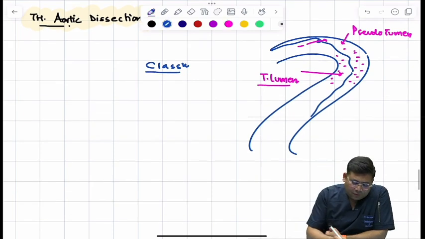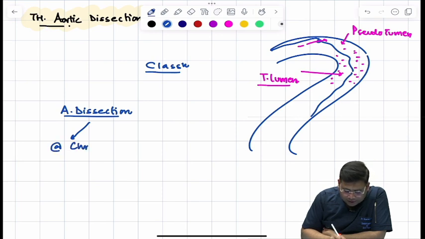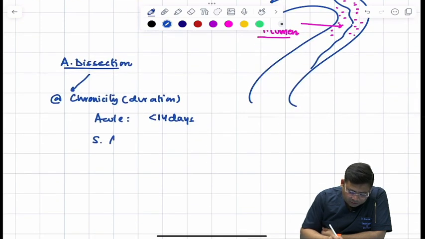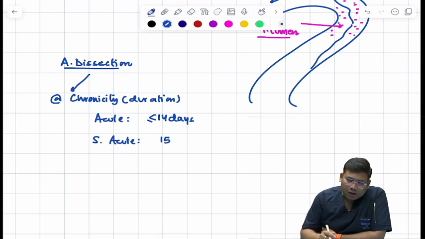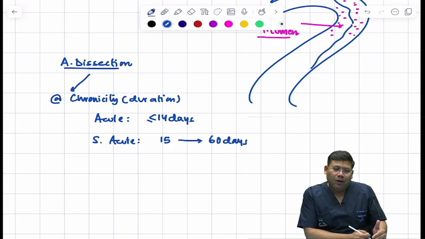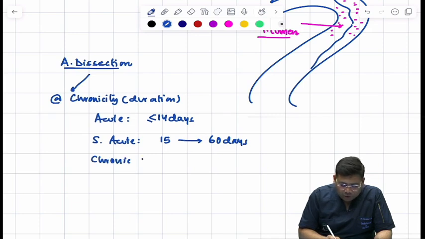Whenever we talk about the classification of aortic dissection, it has three different kinds of classification. First, based on the chronicity or the duration, we have acute. What do you mean by acute? Less than 14 days history. Then we have subacute. What do you mean by subacute? More than 14 days, that is 15 days to 60 days. The first classification said acute and chronic, with chronic after 14 days. Now up to 14 days it is acute, more than 14, that is 15 to 60, it is subacute, and then we have chronic. Remember, chronic is more than 60 days.